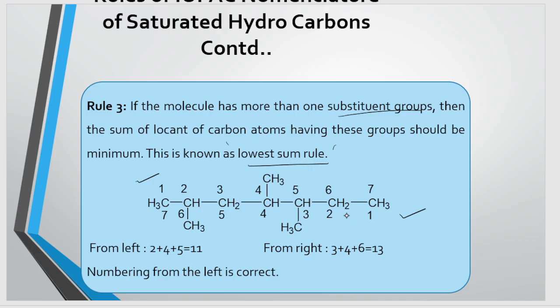In this particular compound, if we check from right end to left end, the substituents are present on the third, fourth and sixth carbon, you can see here, and the sum is 13, whereas from left to right the positions of the substituents are 2, 4 and then 5 according to the left to right numbering. Here the sum is lowest in this case, and hence the numbering from the left is the correct one.